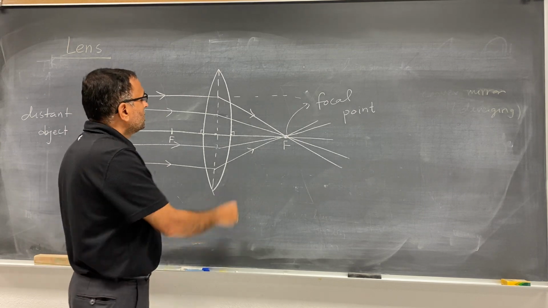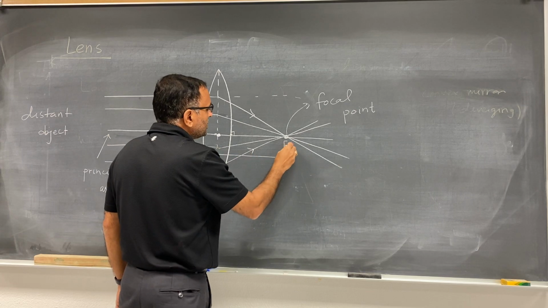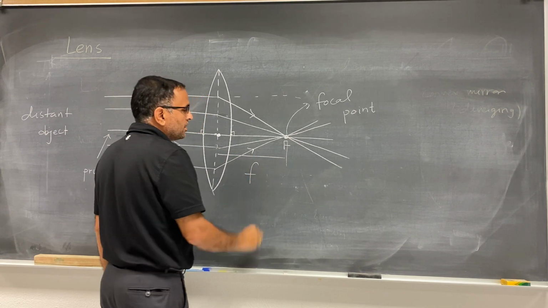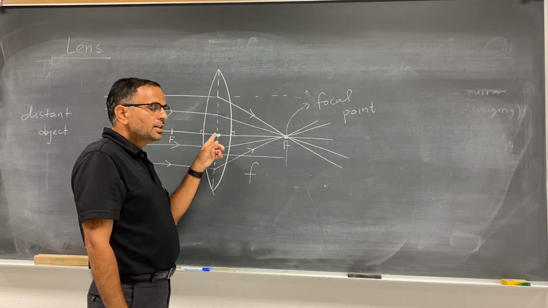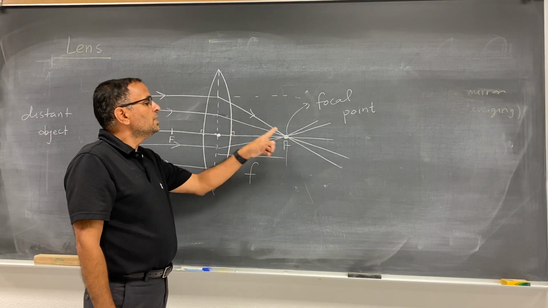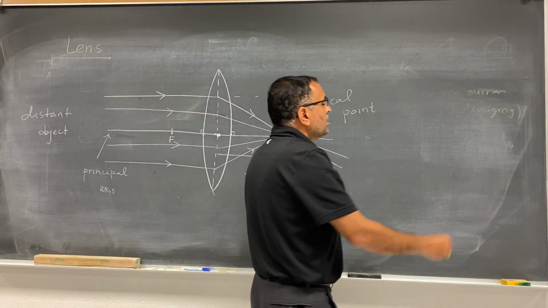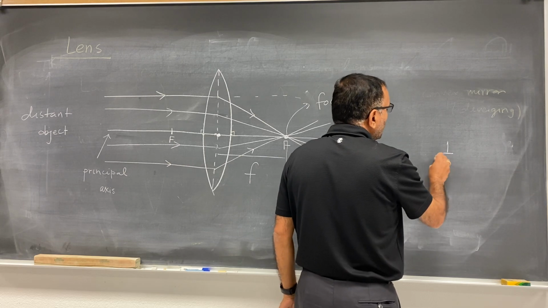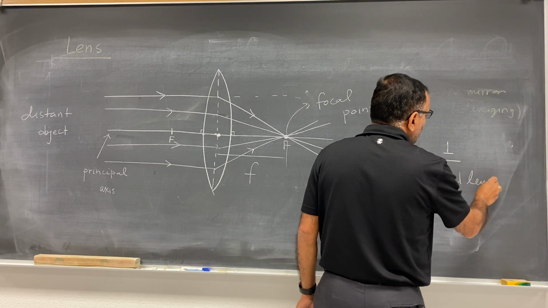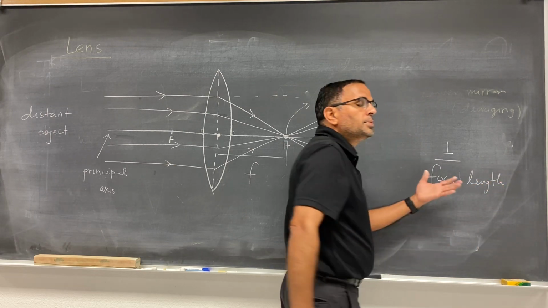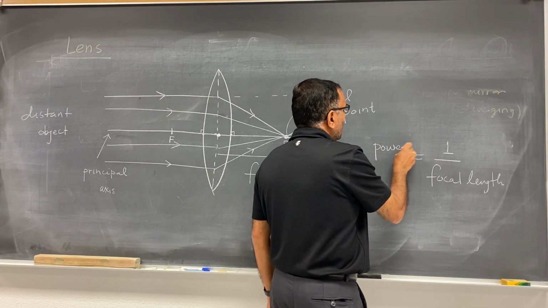And as you know, if you measure the length from here to there, this length is called the focal length of the lens. The length from the center of the lens to the focal point, we call that focal length. And the reciprocal of focal length, like 1 divided by the focal length of the lens, this gives you the power of the lens.